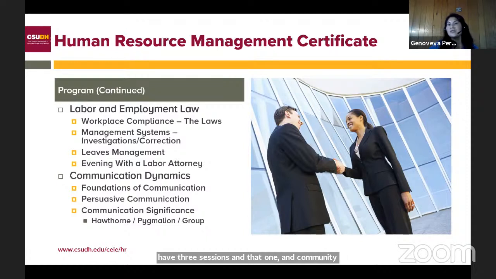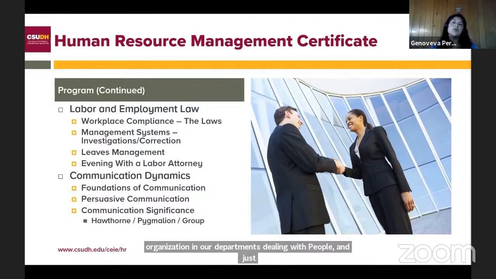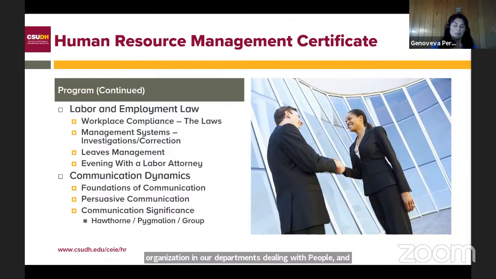And communications is very important overall within an organization, in our departments, dealing with people, and just dealing with the outside world when we deal with society. So we will go over proper communications. We will go over being persuasive and how to get the ideas you want across so that people will listen, and how to be able to communicate with your employees so they understand why policies are put in place, why changes are being made. And at the end, we go through a fun exercise, super fun.